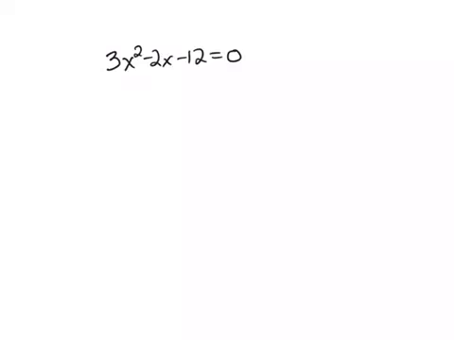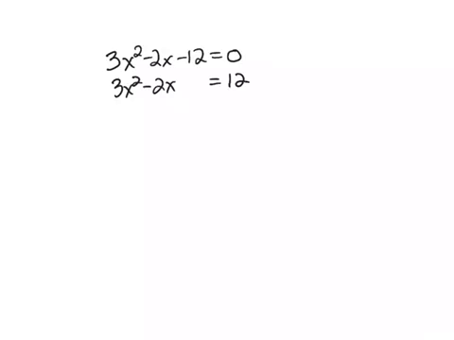Here we have 3x squared minus 2x minus 12. We're going to solve this quadratic by completing the square. So the first thing I want to do is remove the current c value, because in completing the square we're trying to force it to factor, and the current c value doesn't work. So I'm going to add 12 to the other side. So we have 3x squared minus 2x equals 12.